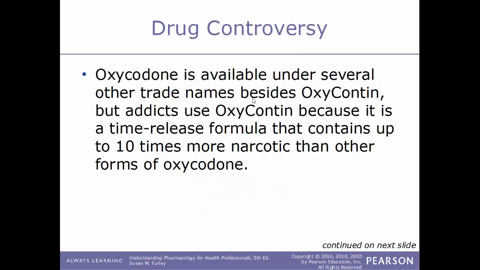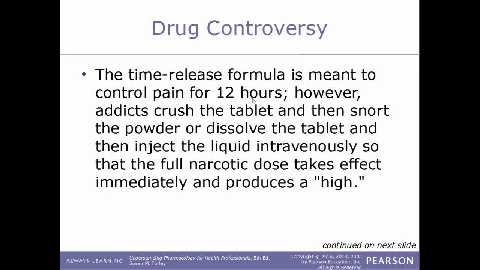Oxycodone is available under several other trade names besides that of OxyContin, but addicts use OxyContin because it is a time-release formula that contains up to 10 times more narcotic than other forms of oxycodone. See, the time-release formula is meant to control pain for 12 hours. However, addicts will crush the tablet and then snort the powder or dissolve the tablet and then inject that liquid intravenously so that the full narcotic dose takes effect immediately and produces a very strong high.